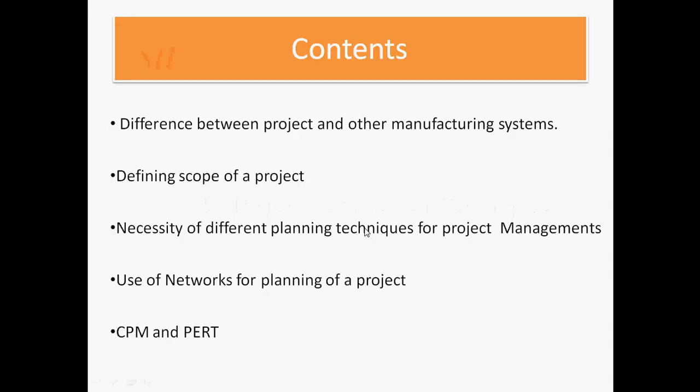In this content, we are going to discuss the difference between a project and other manufacturing systems. The second topic is defining the scope of a project. The third is the necessity of different planning techniques for project management, including traditional techniques as well as present-day technology. The next is the use of networks for planning of a project. The next is CPM and PERT: critical path method, and PERT, which you can say is the project evaluation and review technique. These are the points we are going to discuss in this session.